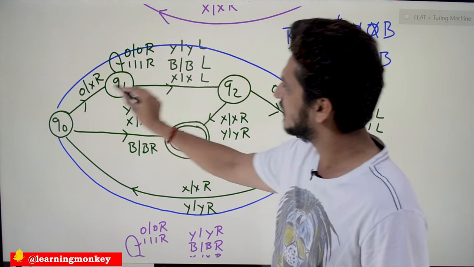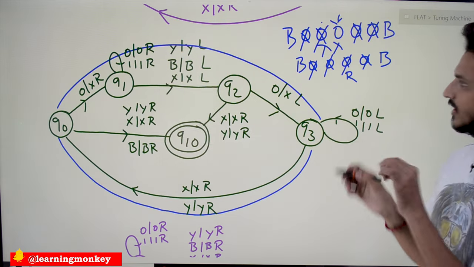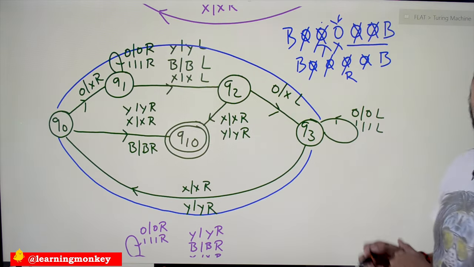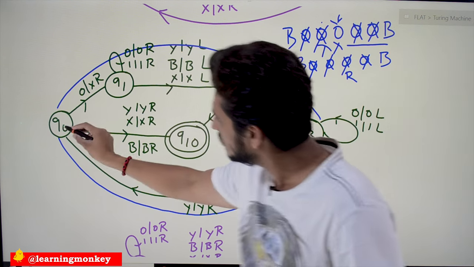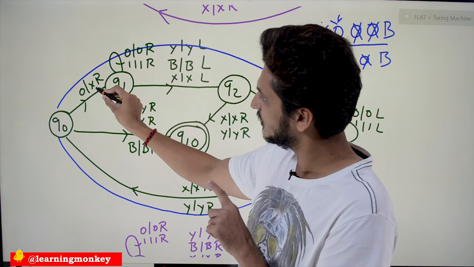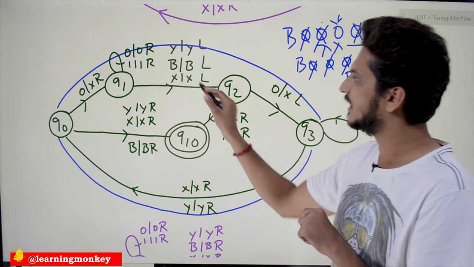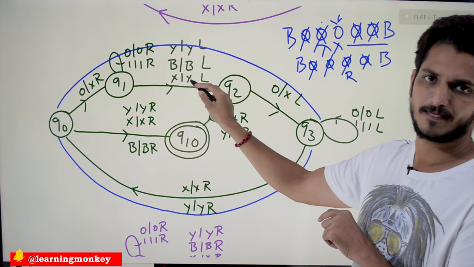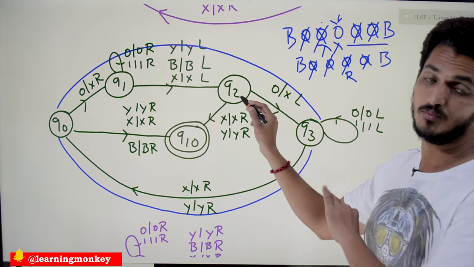Means Q naught, again convert 0, 0 into x. After that we have to move to this side. Is there anything remaining? No, nothing remains. So on Q naught, if you find the input symbol 0, we convert it into x and move to the Q1 state. After that what are we going to find? X. X means what do we have to do? We have to move to the Q2 state and move left.